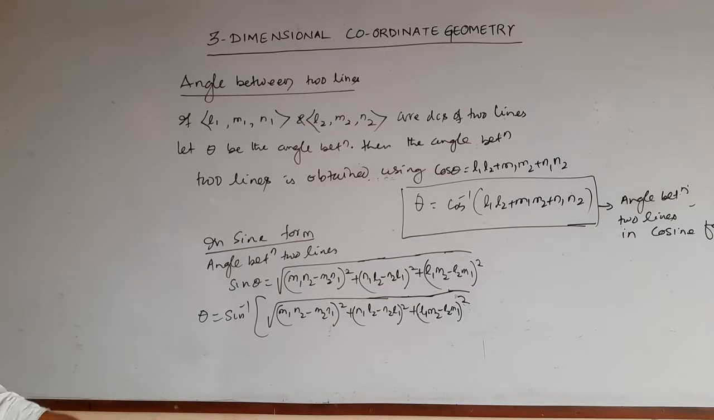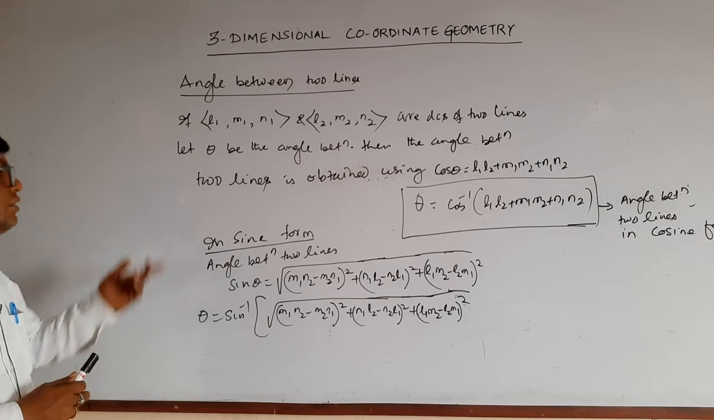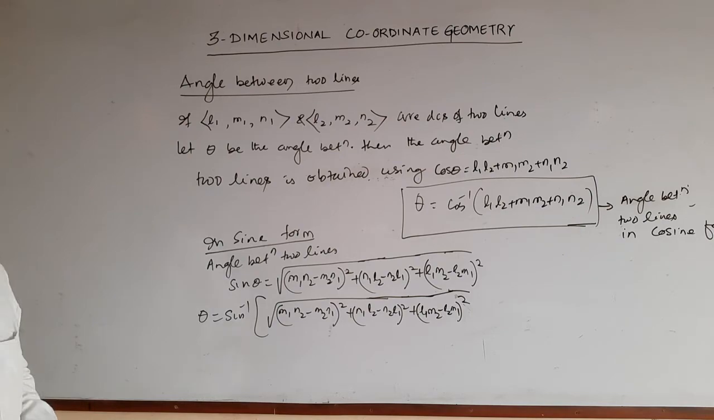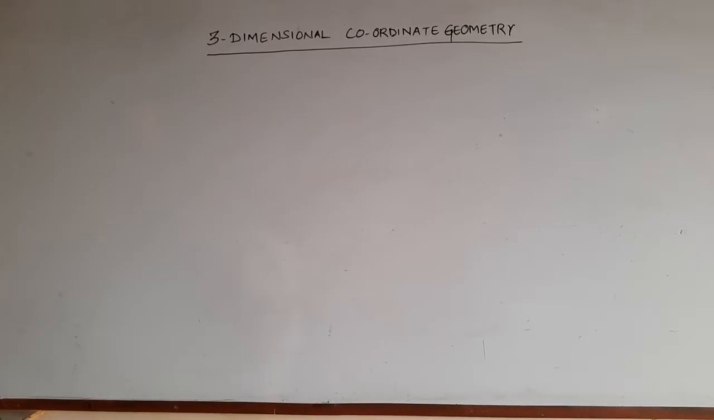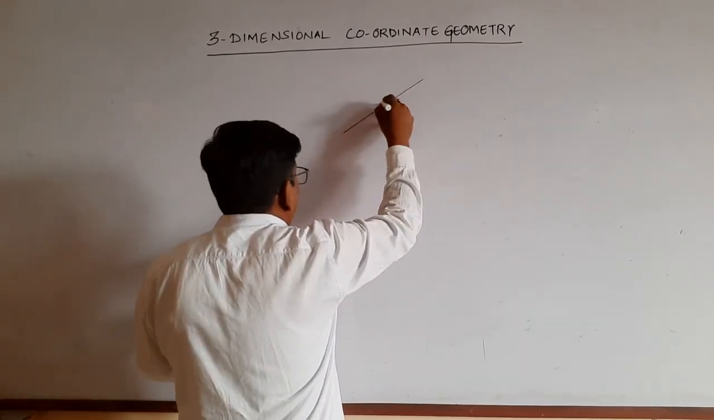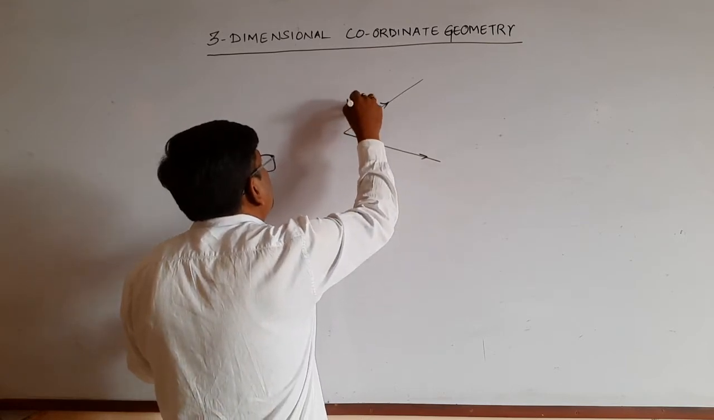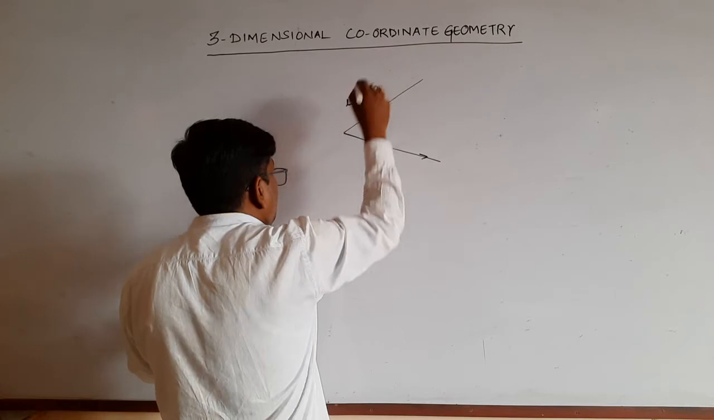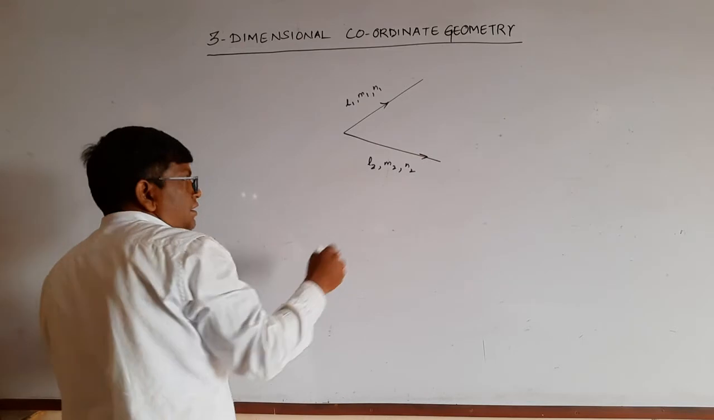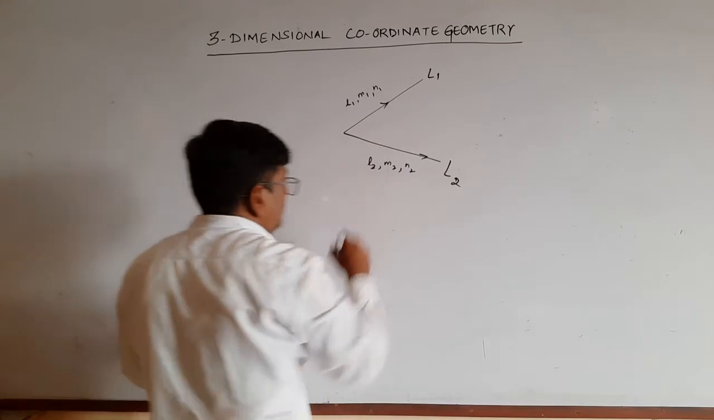Now, how to prove the angle between two lines. Suppose there is a line here and another line here, with direction cosines L1, M1, N1 and L2, M2, N2. This is line 1 and this is line 2.